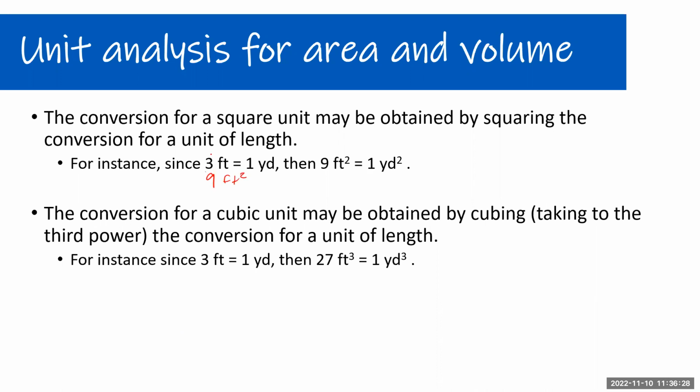If you're going to square this, you're going to end up with 9 feet squared, because remember that square applies to both. A cubic unit does the same thing, except you're going to be talking about cubing. So 3 feet is 1 yard, right? So if we want 1 cubed yard, we're going to get 27 feet cubed, because 3 feet cubed is going to be 3 cubed times feet cubed, which is going to be 3 cubed is 27 feet cubed.